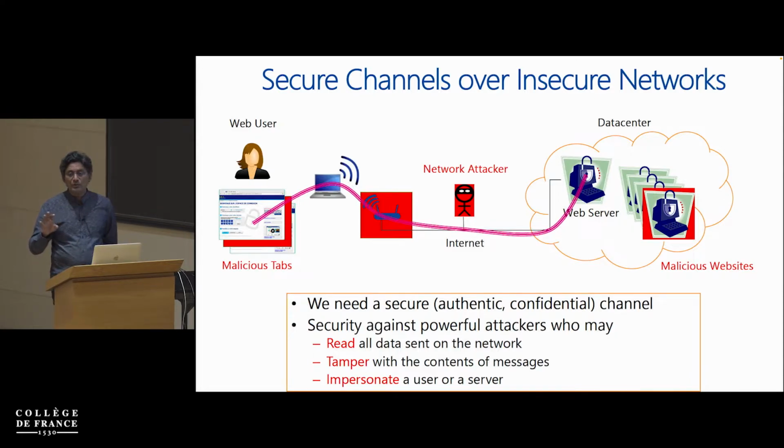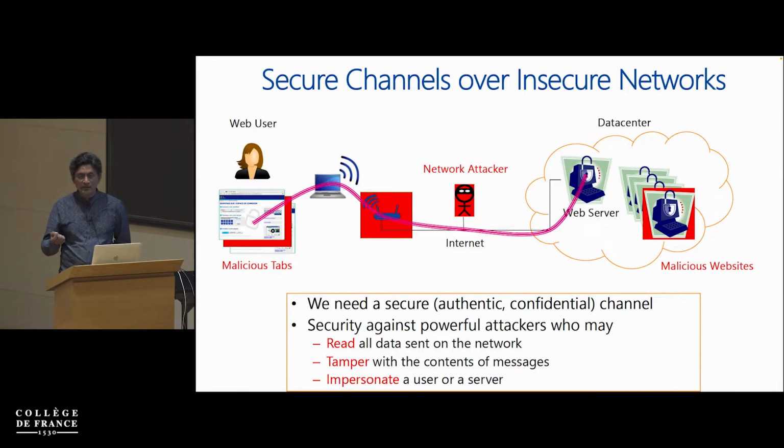And I'm connecting to a Wi-Fi network, which I don't control. And I'm going over a network which I don't control, all the way to some data center somewhere on the web, where there might be other websites also hosted by the same web data center, some of which may be malicious. Okay? So in this world, I still want to have a secure channel between this tab where I'm typing my code, all the way to this web server belonging to LCL. So this is what we call a secure channel. It's an authenticated confidential channel that I need, which provides security against a class of powerful attackers.